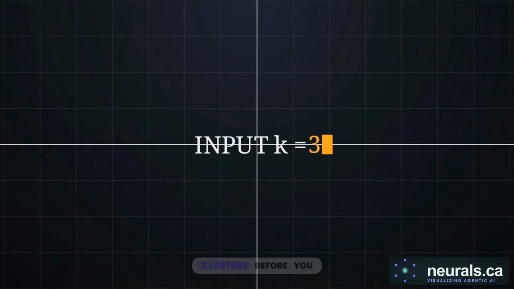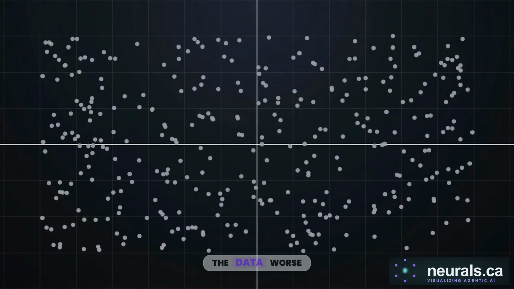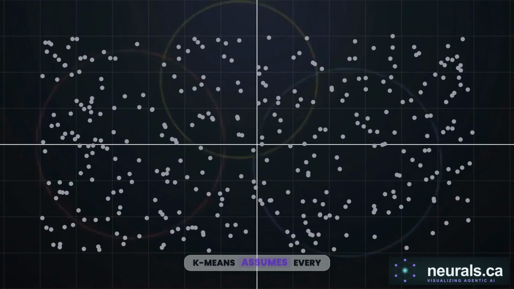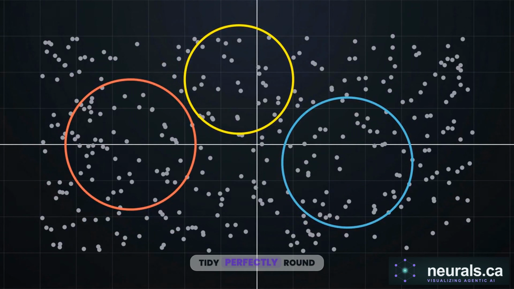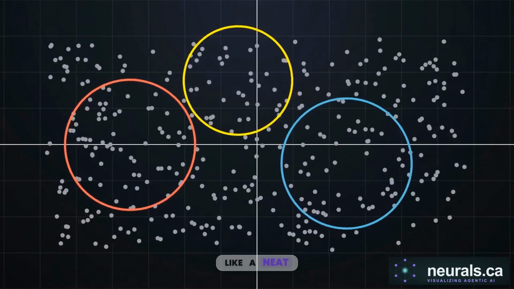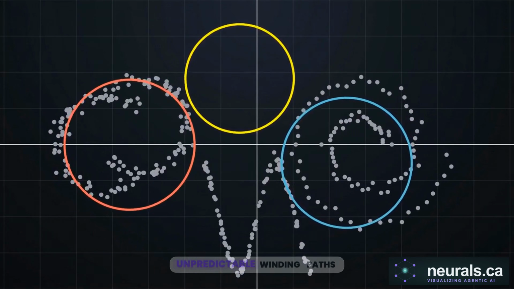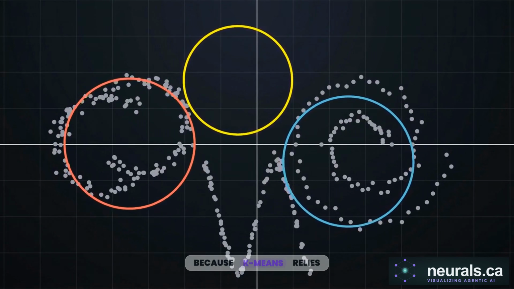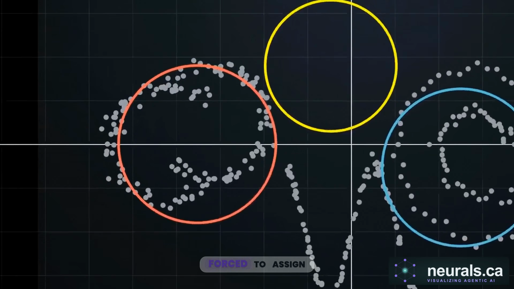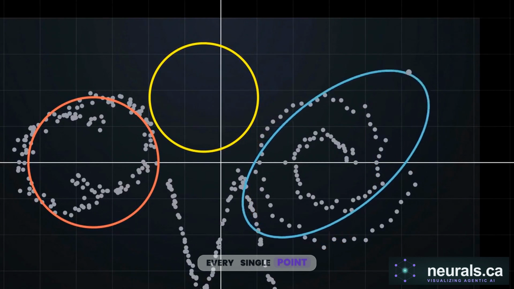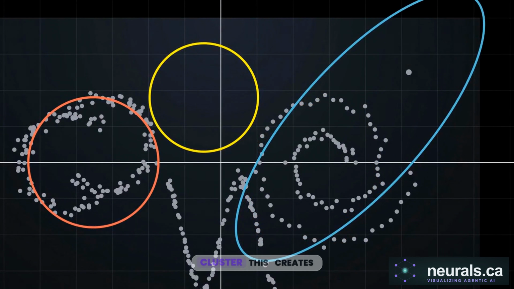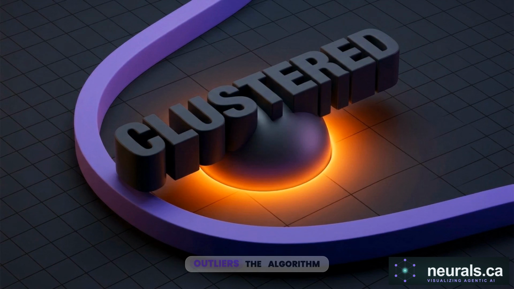The standard k-means algorithm forces you to guess the total number of clusters before you even look at the data. Worse, the math behind k-means assumes every one of those clusters is a tidy, perfectly round geometric blob. Real-world data rarely looks like a neat circle. Data points form irregular spirals, overlapping crescents, and unpredictable winding paths. Because k-means relies on that rigid geometry, it is forced to assign every single point, even the lonely ones, into a cluster. This creates a problem for anyone looking for outliers. The algorithm isn't designed to leave anything behind.